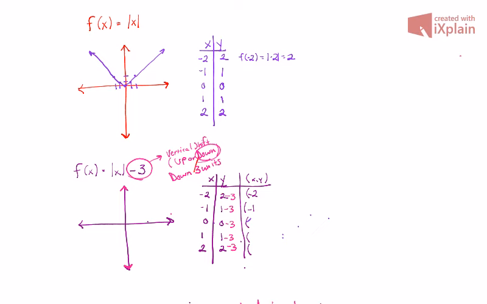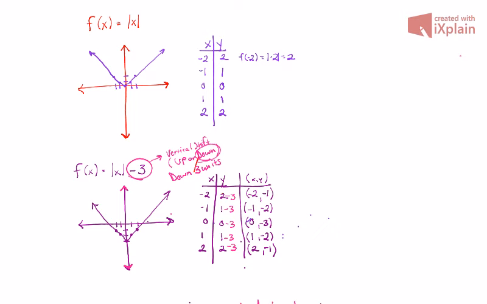Notice the x values are not changed, but notice now 2 minus 3 will give me -1, 1 minus 3 gives me -2, 0 minus 3, -3, 1 minus 3 is -2, and 2 minus 3 is -1. So we will go ahead and plot those down. And there you have it.